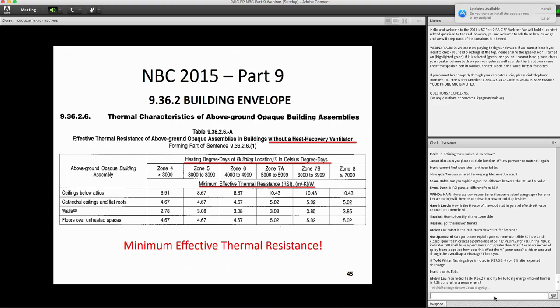Next question. Can you explain again the difference between RSI and U value? Yes. This is a good question because it seems simple, but it is kind of complicated to grapple with and understand.